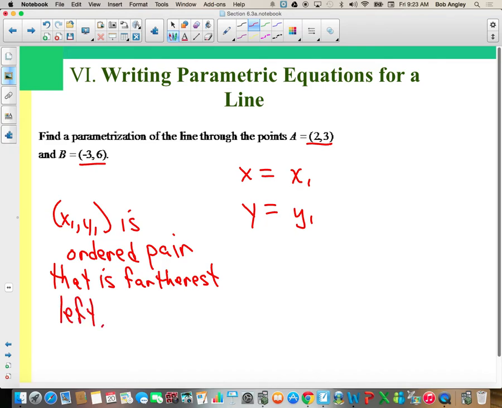Now, if you happen to put in the one that's farthest right, it just changes one little fact that I'll show you at the end. Okay, now, right here, I want you to put delta x times t. And here, I want you to write delta y times t.